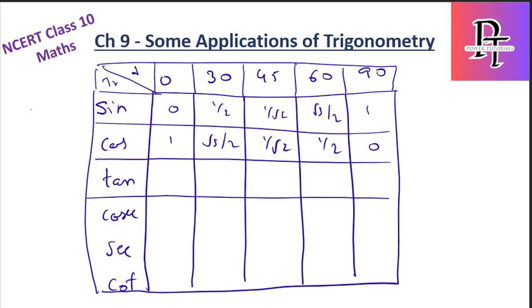What is tan theta? Tan theta is sine by cos. That is 0 by 1 is 0, 1 by 2 divided by root 3 by 2 is 1 by root 3. Then 1, then root 3, and this is undefined. Cosecant theta is 1 by sine. So 1 by 0 is undefined.